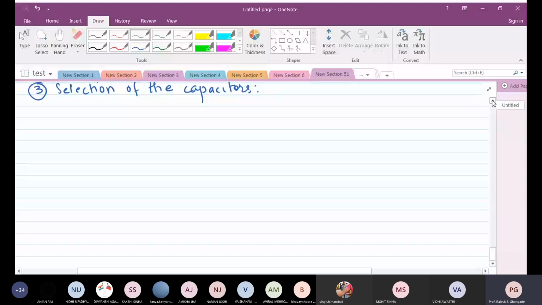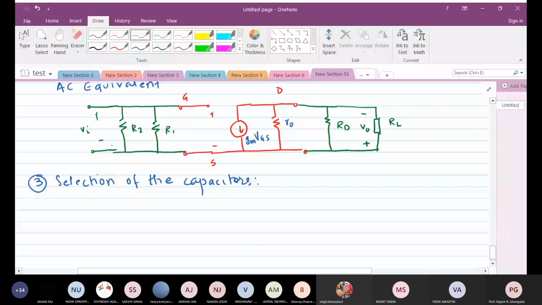Why don't the capacitors appear in the AC equivalent? Can anyone tell me the answer? Why don't the capacitors appear in the AC equivalent model circuit? Yes, come on, tell me, guys.